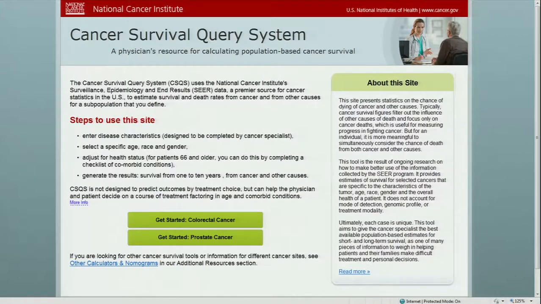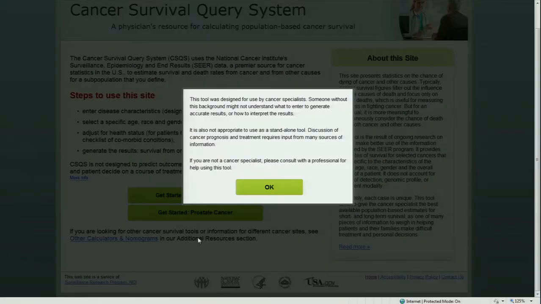As you can see, there are two cancer modules that are currently available. We have colorectal cancer and prostate cancer. Breast and head and neck cancers are in development as we speak. So I will click on prostate cancer because the patient, John Doe, has prostate cancer. This is a warning box that pops up because this tool was designed for use by health professionals, and we want to make sure that the person using this knows whether or not this is appropriate for them to use.